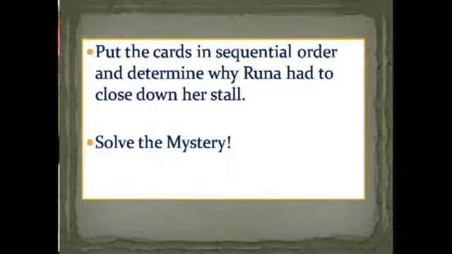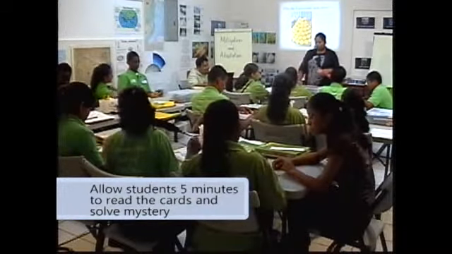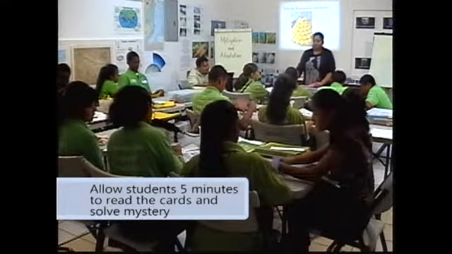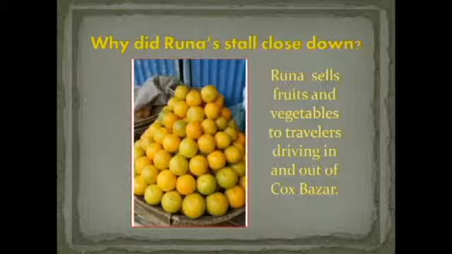You might not get all of them in perfect order, but you're going to read them and try to determine the answer to the question. Why did Runa have to close down her stall? Right? What are some of the factors that pushed her to close down her stall? So kindly, in your pairs or in your groups, take the strips of paper, put them in front of you, and try to sort them out. Come up with the answer to why Runa closed down her stall.